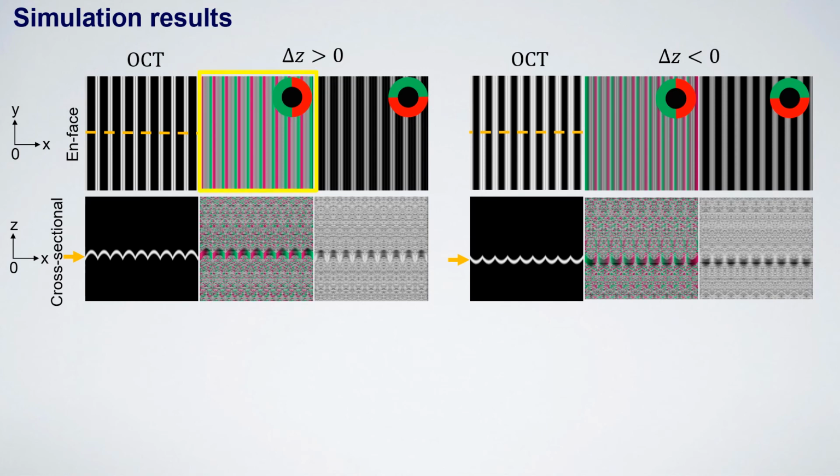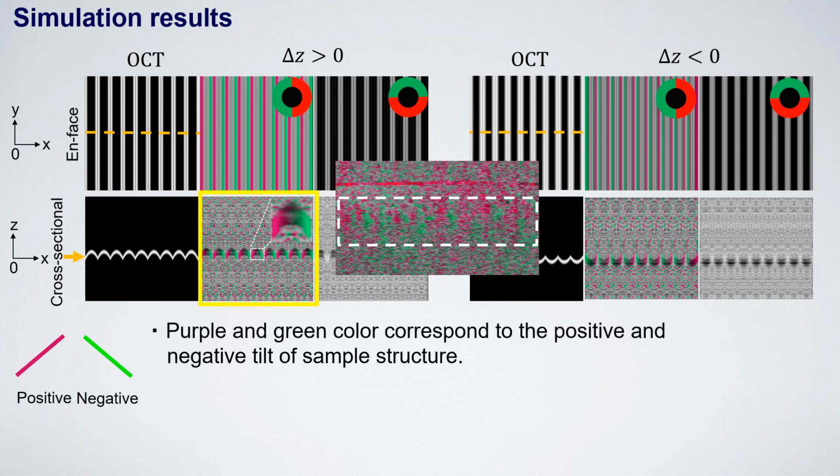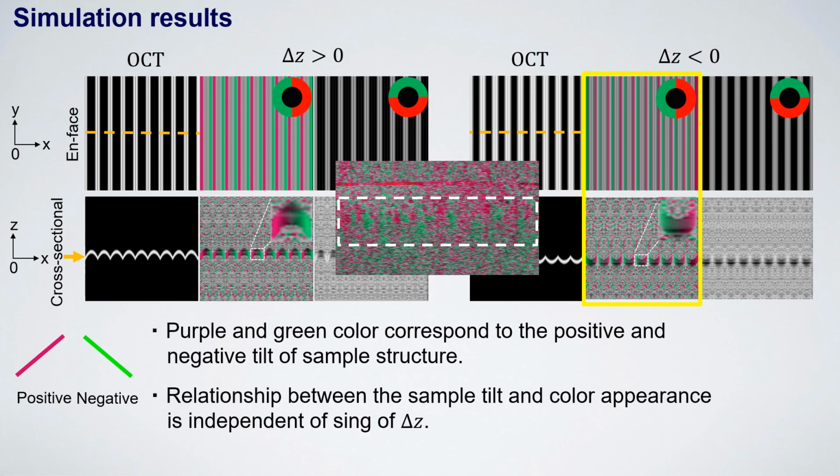When delta d is positive, purple and green stripes appear in the en face images. Here the mask is perpendicular to the dominant fiber orientation. And in the cross-sectional images, purple and green appearance can be seen, and this appearance is consistent with the cross-sectional phase directional contrast images of the bovine tendon sample. By zooming in on one cross-section, we can see that purple and green colors correspond to the positive and negative slopes of the sample structure. And this relationship can also be seen where delta d is negative. So the relationship between the sample slope and color appearance is independent of the sign of delta d.